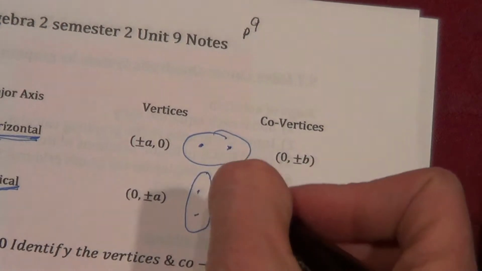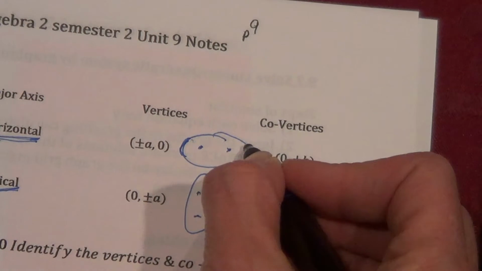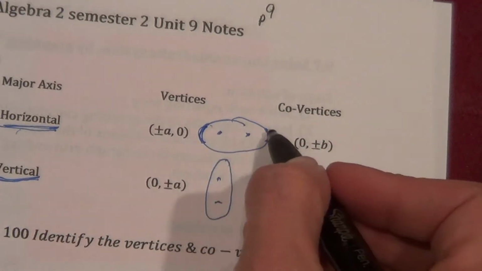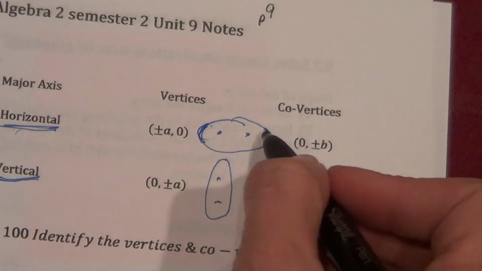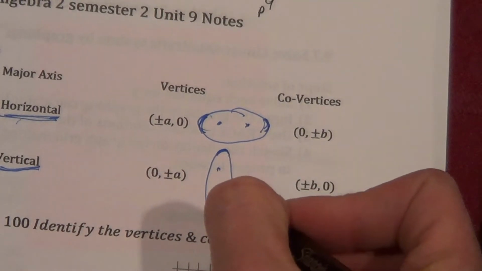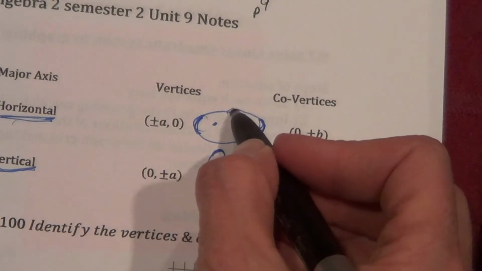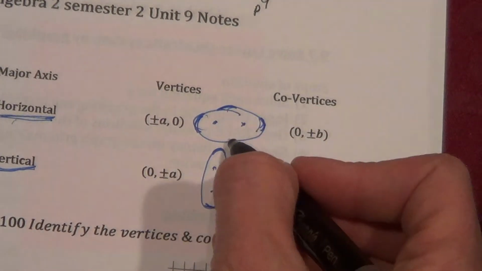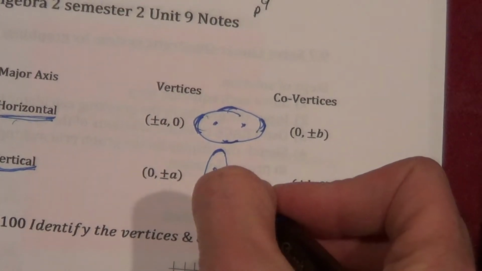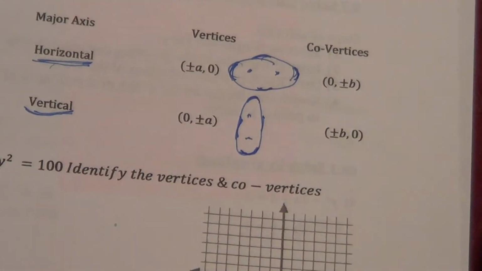These are the foci still inside of there, but the vertices will be out here at the turning point on the circle. The vertices are on your major axis, so the horizontal would be here and the vertical would be up here. Okay? The co-vertices are out on the other perpendicular axis. That's the minor axis.